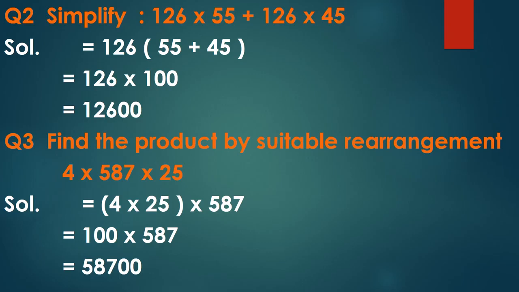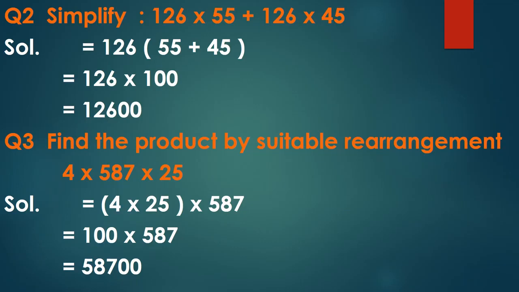Now see question number 2. Simplify. 126 multiplied by 55 plus 126 multiplied by 45. We can see in this that 126 is written twice. So we will take out 126 common. And inside the bracket, what is left? 55 from the first one and 45 from the second. And between them, addition sign will be there as it is given in the question. So 126 in the bracket, 55 plus 45.